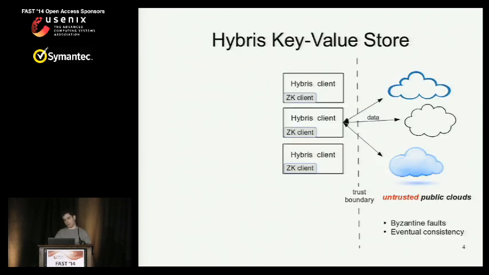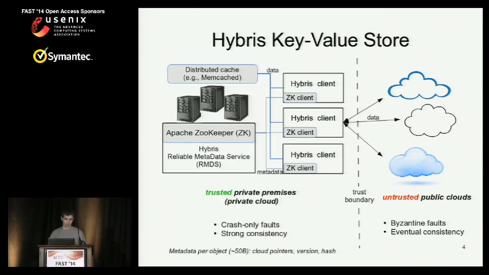Basically, the Hybris client scatters the data across different untrusted public clouds, which can be Byzantine faulty and which can exhibit eventual consistency, while keeping metadata on trusted private premises, which are modeled as crash-only faulty and which can guarantee strong consistency. The metadata we are talking about in this context is pretty small, as it just consists of cloud pointers, the data version, and data hash.